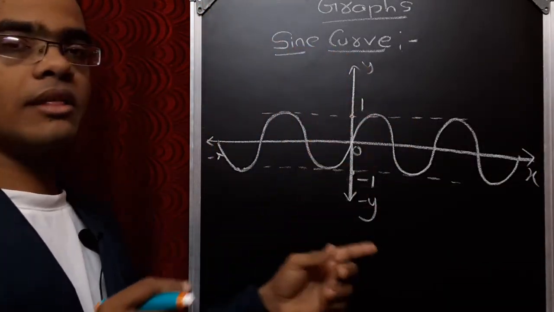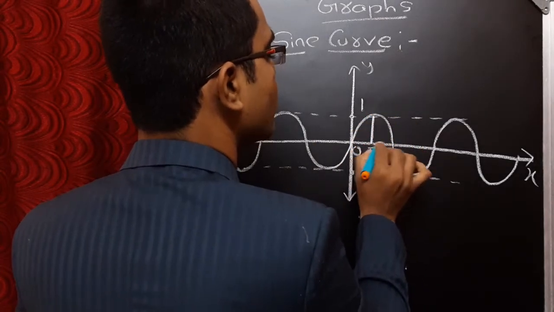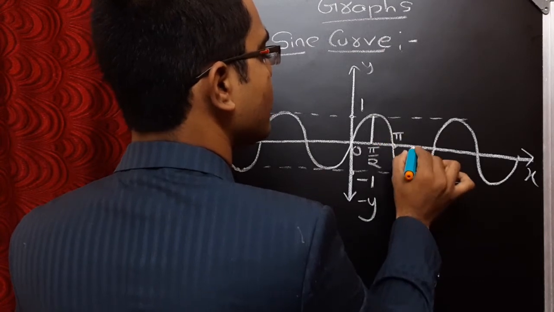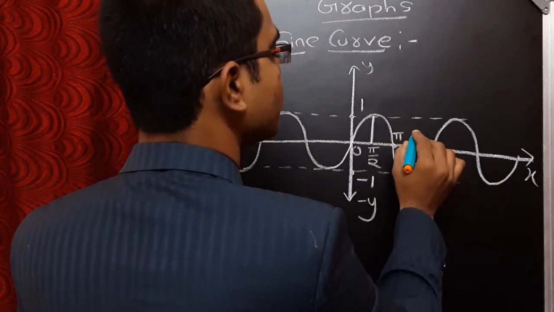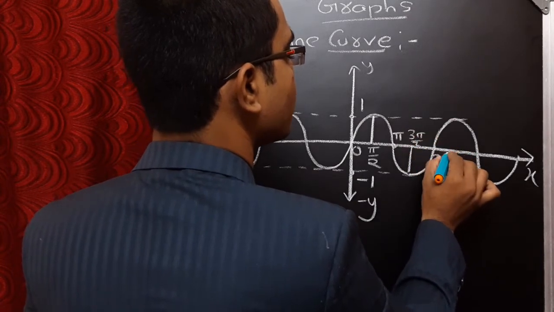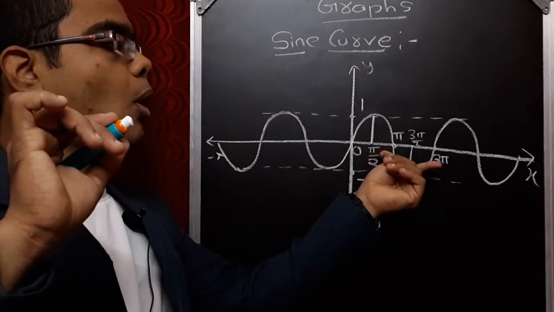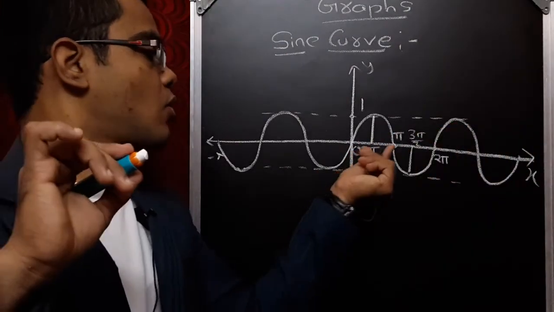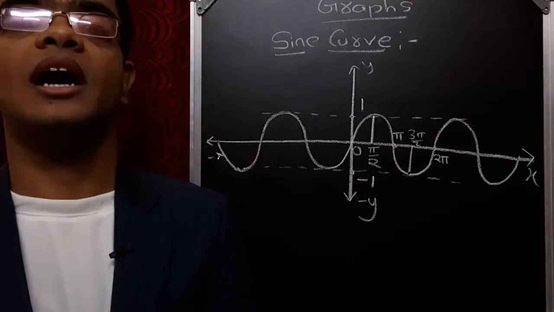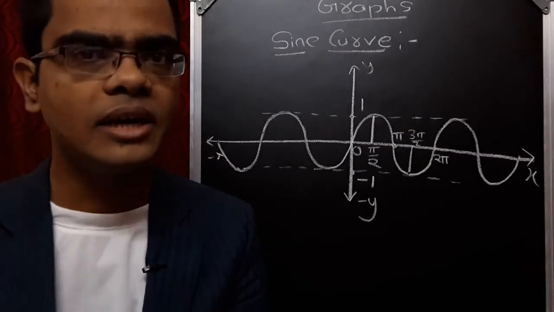It's running between minus 1 and 1. It becomes 1 at pi by 2, that is nothing but 90 degrees, and again becomes 0 at pi, and becomes minus 1 at 3 pi by 2, and again becomes 0 at 2 pi. If you see carefully, the graph from 0 to 2 pi is just copied and pasted, copied and pasted. This is called periodicity. The graph repeats after every 2 pi interval. I think it should be very clear.